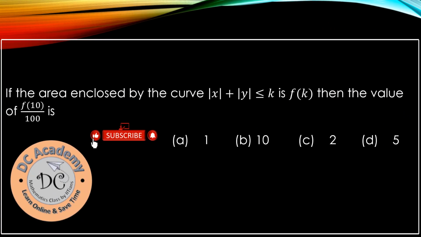For this problem, notice that we need to find out the area bounded by the curve |x| + |y| ≤ k. If f(k) is the area, now we have to find f(10). That's the problem, so let's go ahead and solve it.